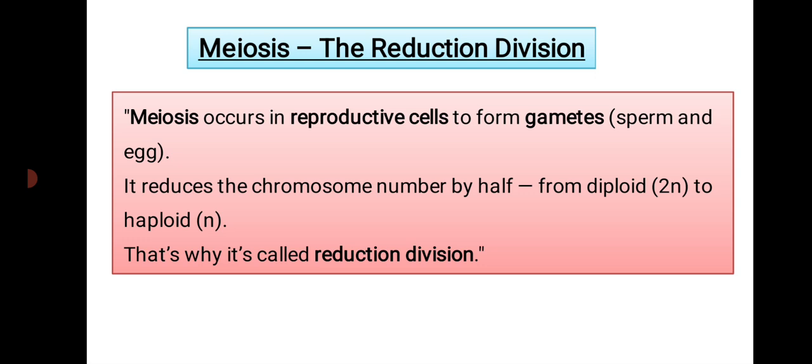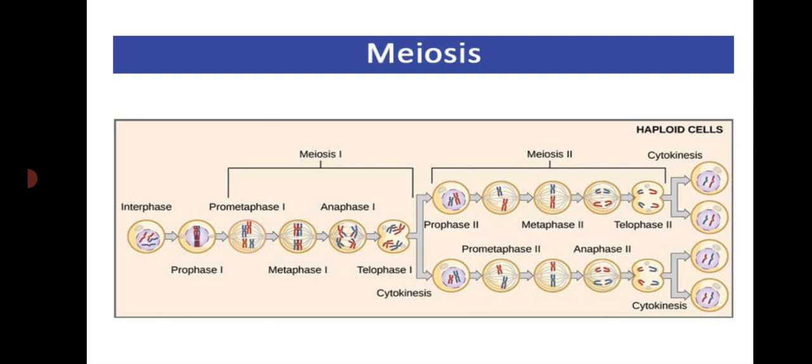So why is meiosis called the reduction division? Because the chromosome number is halved from diploid 2n to haploid n. As you can see in the picture, two stages occur, meiosis 1 and meiosis 2. In meiosis 1, the reduction phase occurs, where homologous chromosomes separate, and from 2n, n chromosomes are formed in the daughter cells.